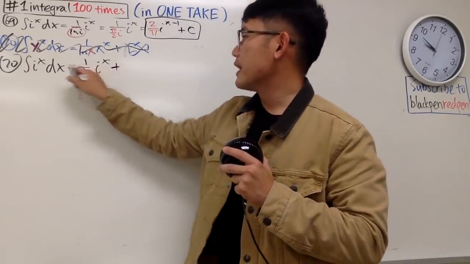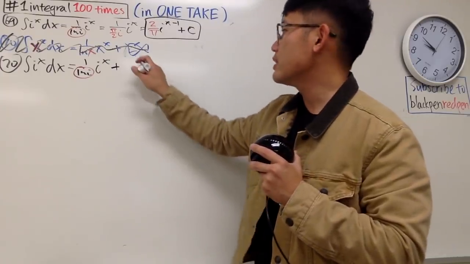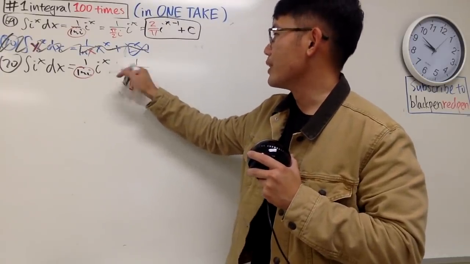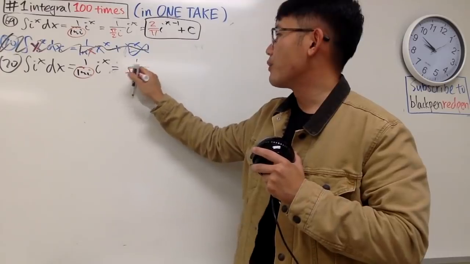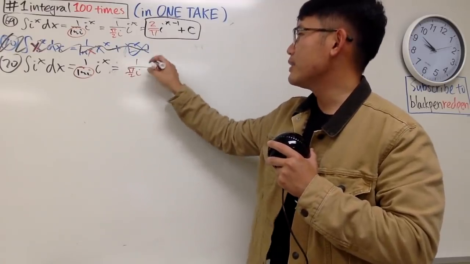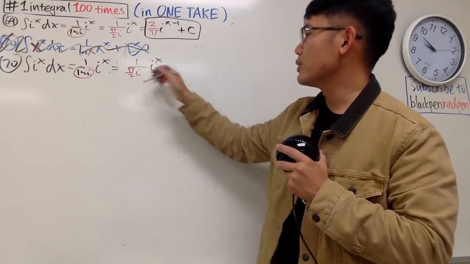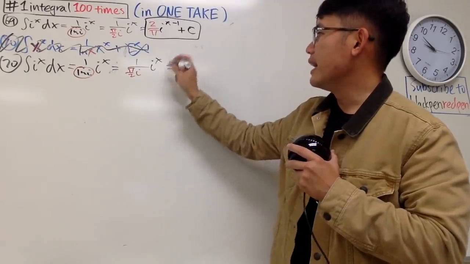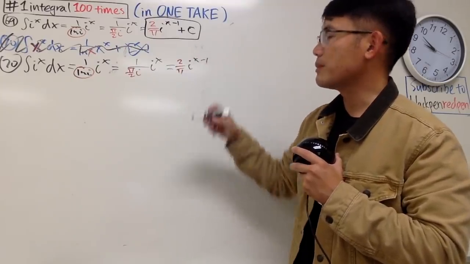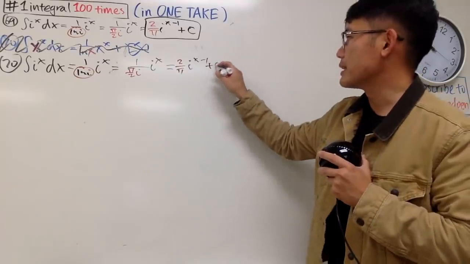Now, natural log of i is pi over 2, so we get 1 over pi over 2 i, and then we have i to the x power, and do the reciprocal of that, which is 2 over pi, and then subtract the powers. This is i to the x minus 1 power. That's it. We are done. So put a plus c like this.